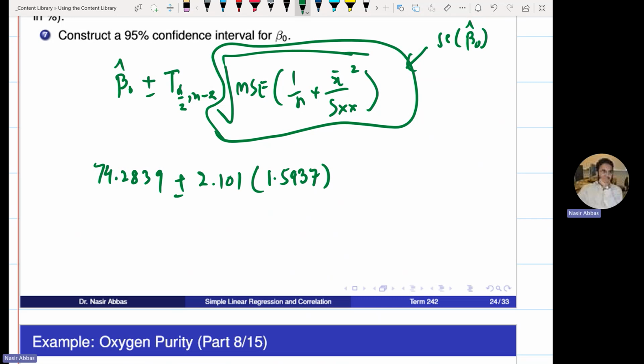So this one will give you a confidence interval between 70.9355 to 77.6323. Again, from here, what if I ask you to test the hypothesis that the intercept is 75? Yes, it is in the neighborhood of 75. You cannot reject the hypothesis that beta naught is 75 because 75 belongs to the interval at 5% level of significance.